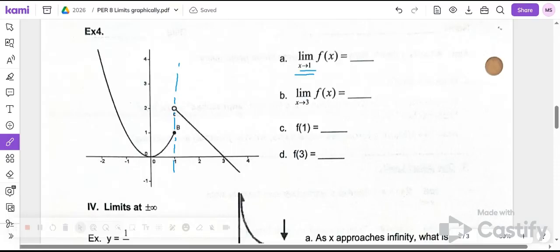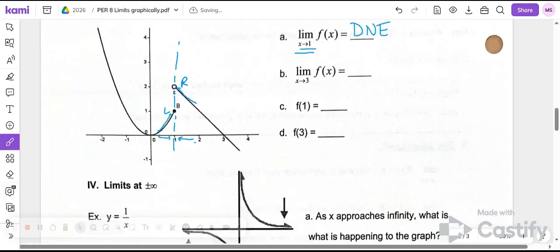The closed circle would be if I asked you from what direction. This one would be the left, and this one would be the right. Listen. Are these two numbers the same? No. So the limit does not exist, because when there's no plus or minus, the two sides must agree.